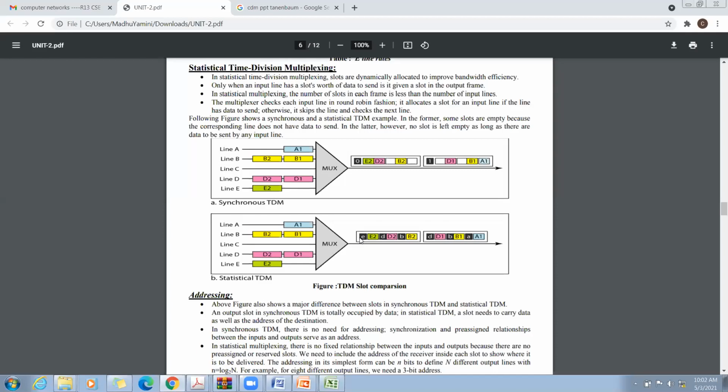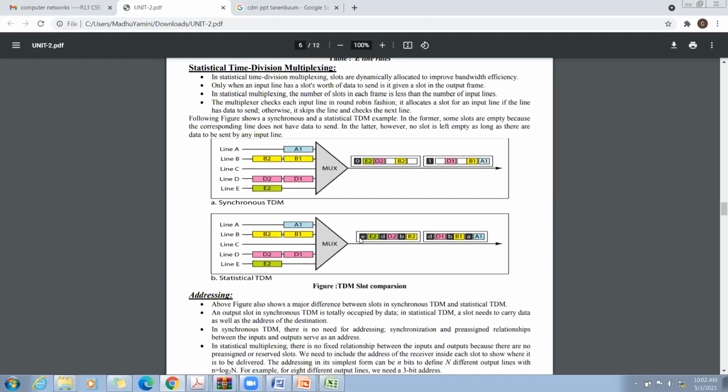The difference between statistical time division multiplexing and synchronous time division multiplexing is, in synchronous, we allocate a time slot whether the station is transmitting the data or not. In statistical, only if it is transmitting the data will we allocate a time slot. The advantage is, that particular time slot stays empty and idle, there is nothing to send, but that time interval is wasted. Okay, that problem is covered by using statistical time division multiplexing.